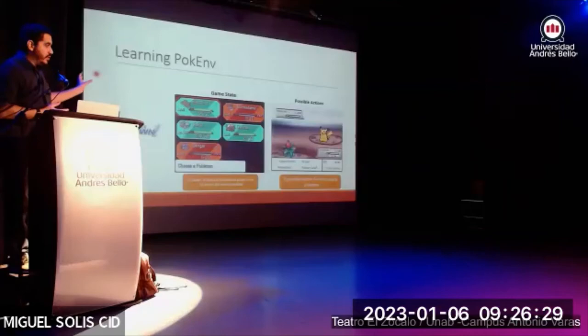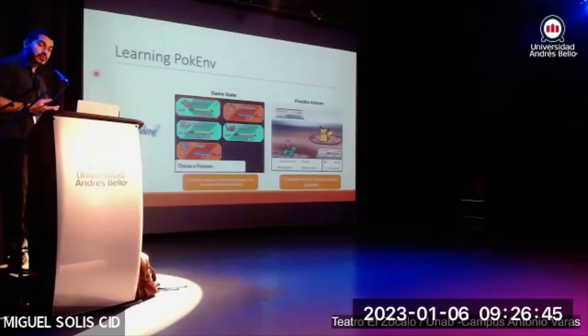Receives this information and takes an action. For Pokemon, the dimensions are relatively small, but the complexity of the game is larger because nowadays you have over 1,000 Pokemon to choose from. So you can choose 6 out of 1,000 and more, and more than 1,000 different types of moves, and you have to choose 4 for each Pokemon. So the complexity becomes quite a bit more complicated.